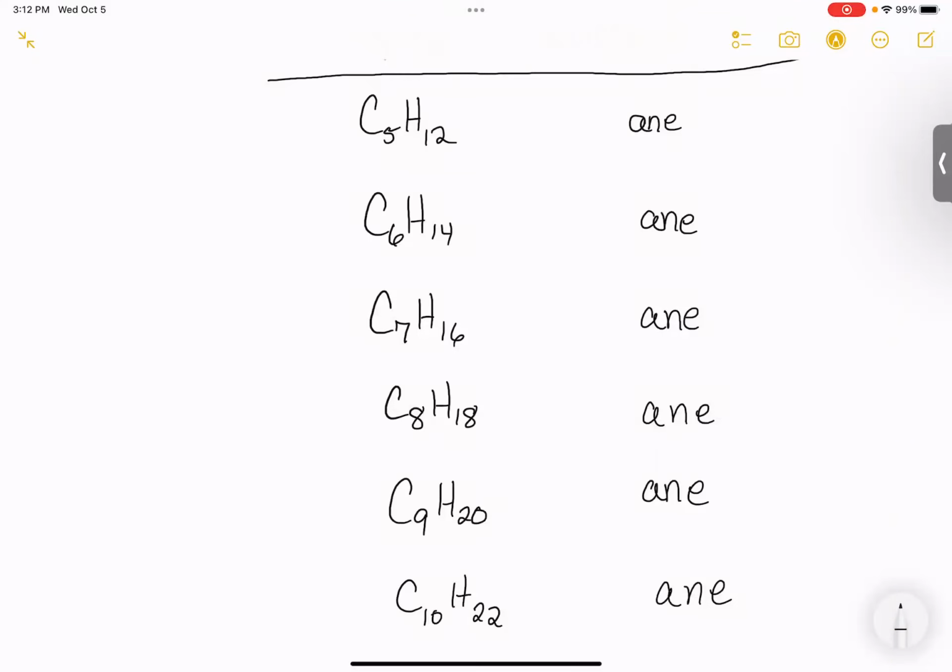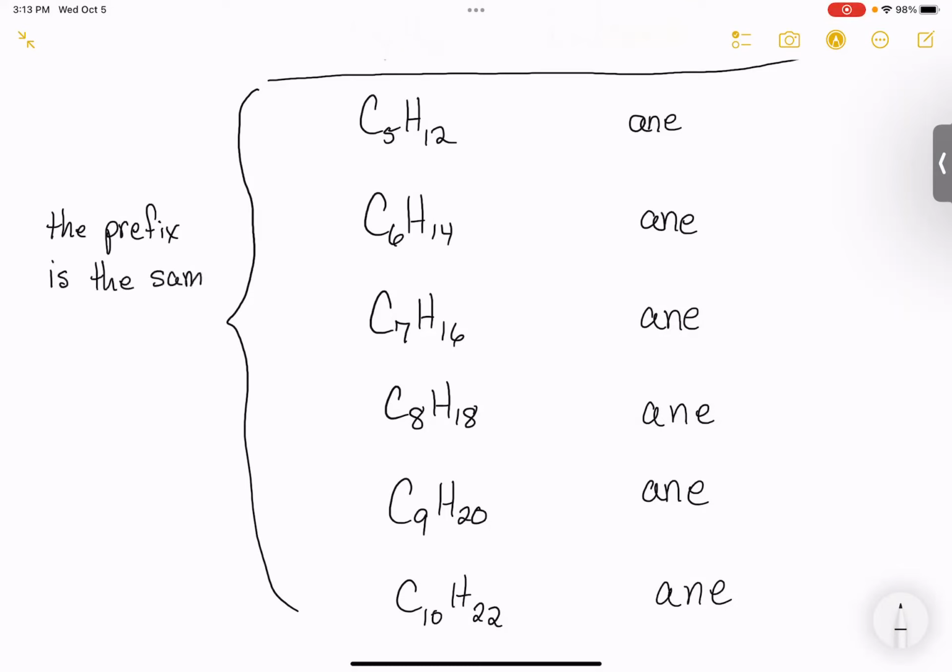But what happens is once you get to C5, the prefix is the same as the prefix associated with geometric shapes.